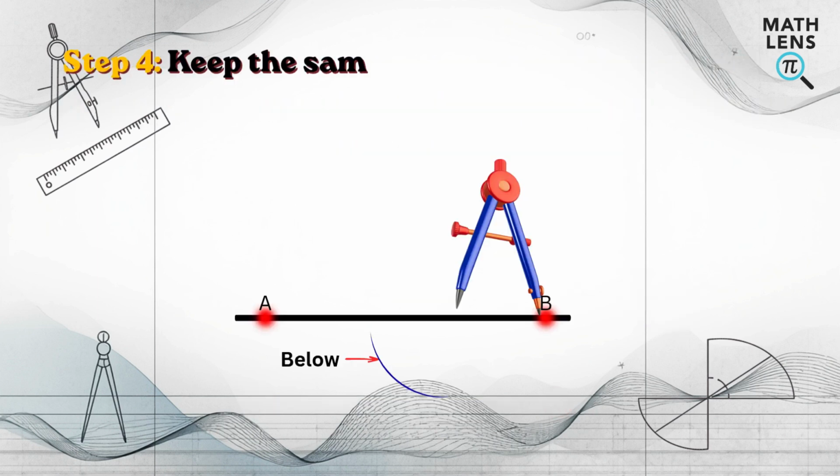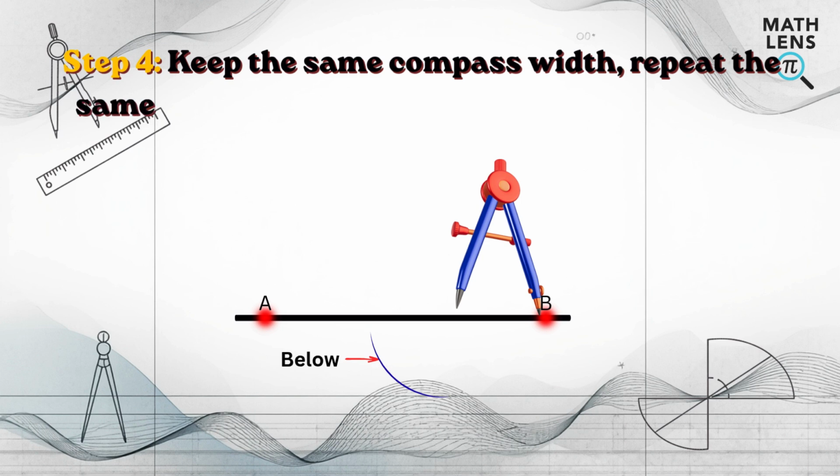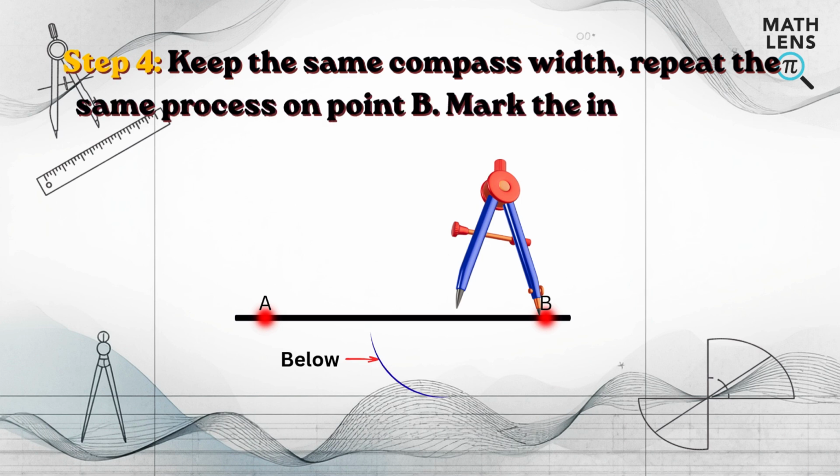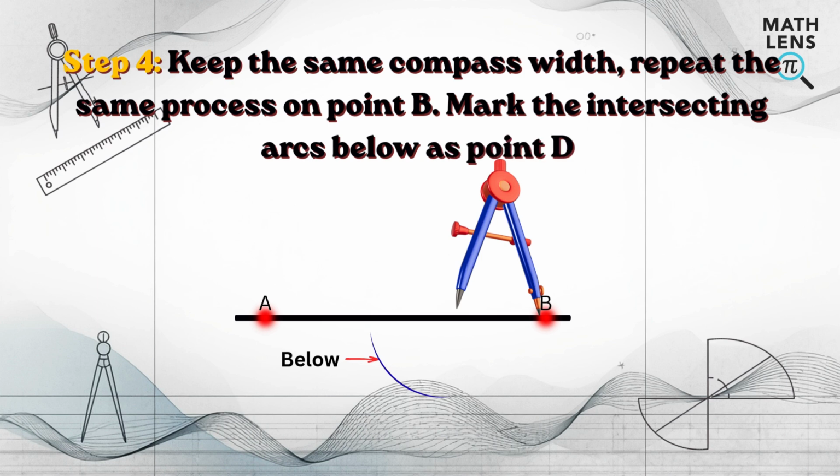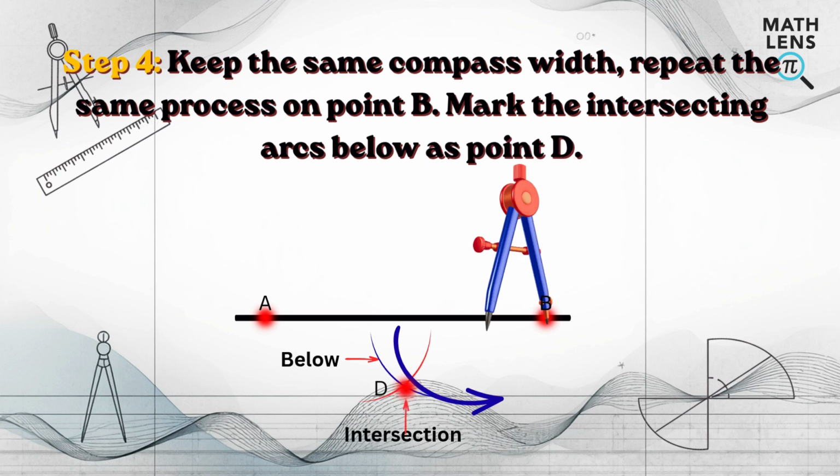Now, repeat the process on point B, just as we did earlier. The goal here is to create intersecting arcs below the line segment AB. This intersection will be marked as point D. By doing this, we are setting up the foundation for creating a perpendicular bisector, which will be the focus of our next step.